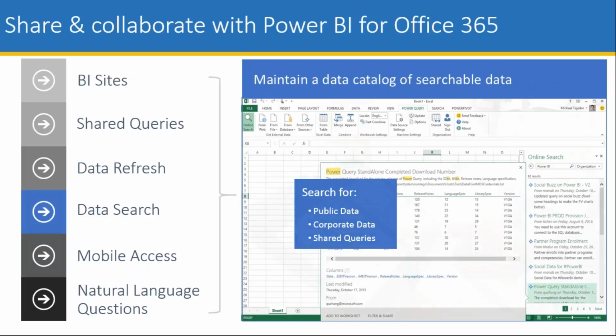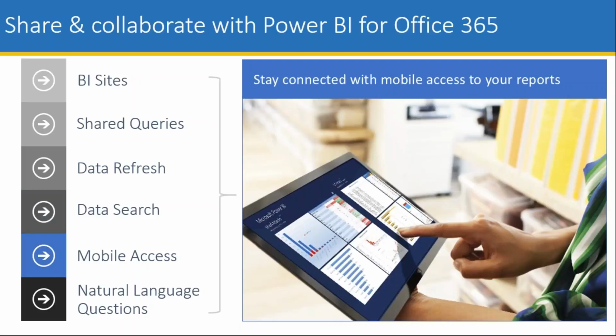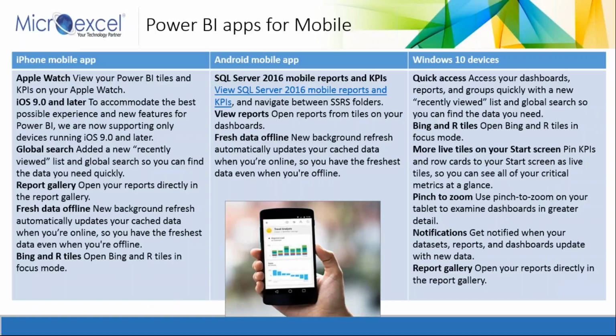Coming to mobile access, it has lots of features with iPhone, Android, and Windows 10 devices. To name a few, it gives you a report gallery that you can access. It gives you fresh data offline, so whenever you come in contact with the internet or come online, your data is refreshed without doing any operations. It does everything on its own. The Bing and R tiles open in a focus mode. These are some of the features that come with the mobile solutions.